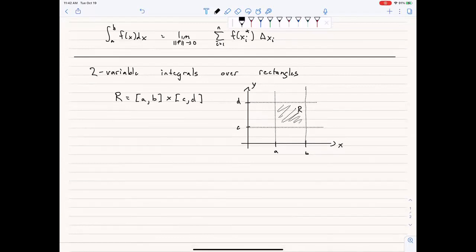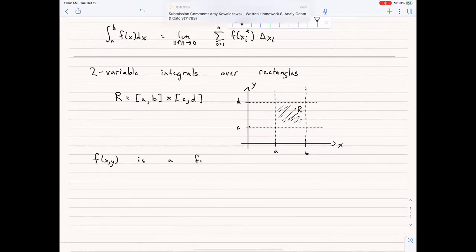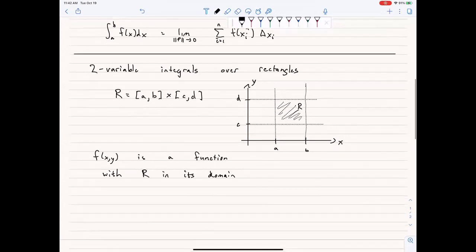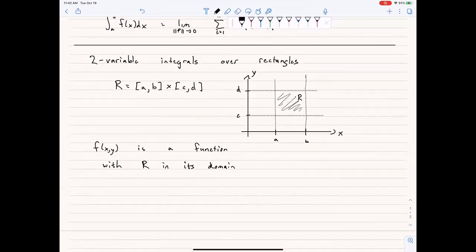Okay, so now we're going to have f of x, y. It's a function with R in its domain. So this domain doesn't have to be R, but it has a container. So what we now want is a notion of a definite integral of f over R. So we want a notion of this.